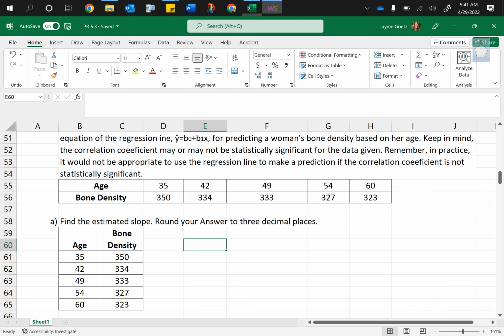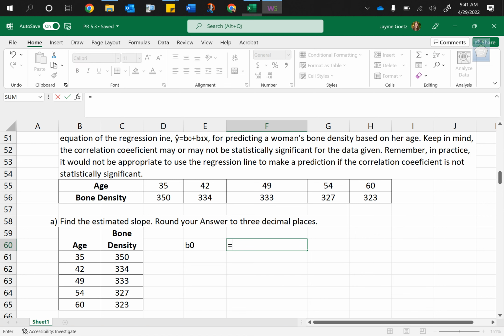Now to find my slope, in the statistical formula, y equals mx plus b, the statistical formula is y equals b sub 0 plus b sub 1 times x. Slope is b sub 1. And to find slope, we'd literally just type in equals slope. And we need to highlight what first according to this formula? The known y's. And according to our problem, what is our known y's? Bone density. What are my known x's? The age.